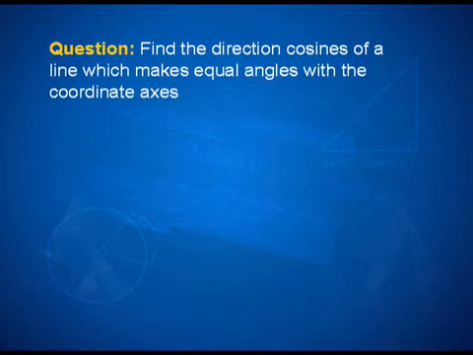One quick question again for you. Find direction cosines of a line which makes equal angles with the coordinate axes. So, we do not know the angle which the line makes with the three axes, but that angle is equal. So, would that not make the direction cosines also equal? And so, we have our result ready.